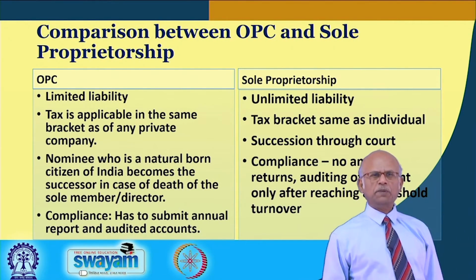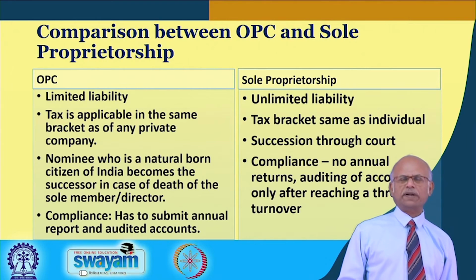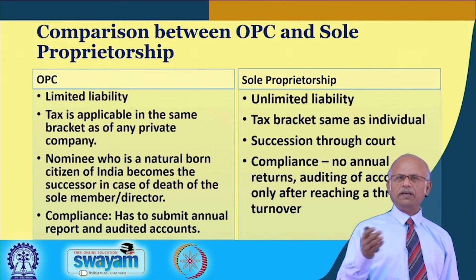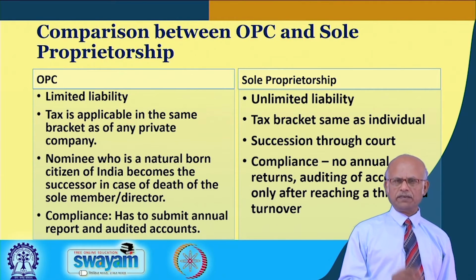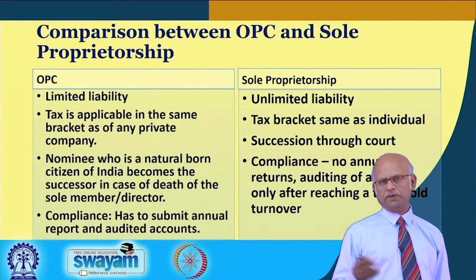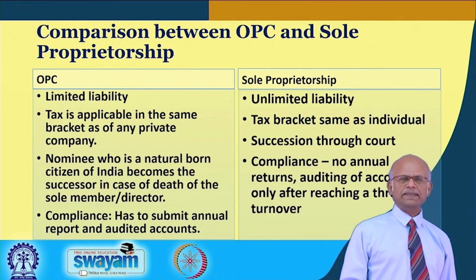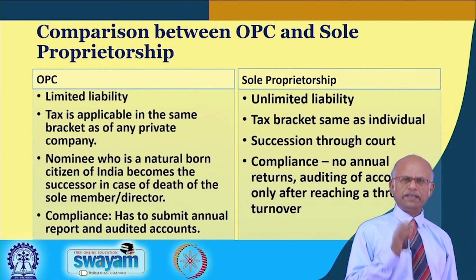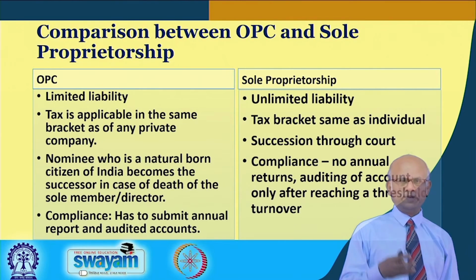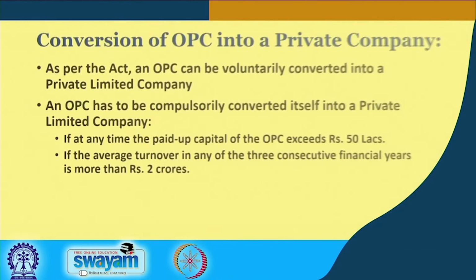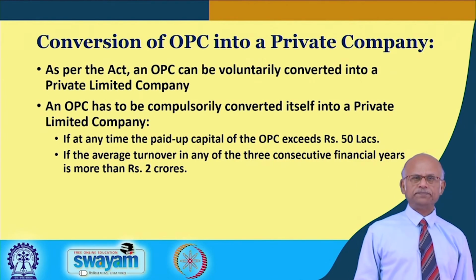Now, a comparison between OPC and sole proprietorship is so obvious. OPC has limited liability, that is unlimited. The OPC has continuity of existence, but in a proprietorship succession is through court, or there is no succession. Then in OPC there is a provision of a nominee, so automatically a nominee becomes director. Then compliance: there are some compliances in OPC, but compliance in proprietorship is limited.